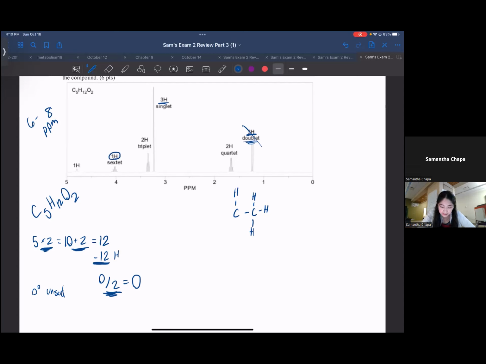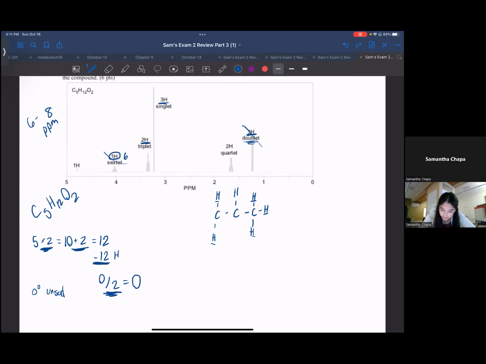So it says that it's a sextet, meaning 6. It has the splitting pattern of 6. So 6 minus 1 is 5, and it should have 5 neighbors. So I have a total of 1, 2, 3 on the right side, and I'm going to do 4, 5 on the left side. So this is now a sextet, and we're good with that one. Next thing I'm going to look for is an integration of 2, because that's what we just wrote right here.